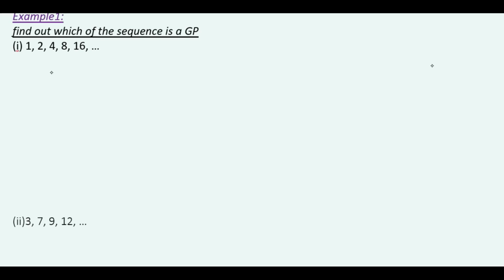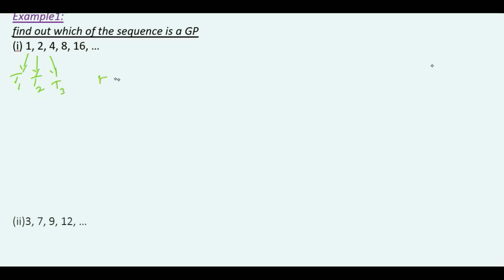Now, let us look at this question, example 1. Find out which of the sequences is a GP. If you want to find out whether a sequence is a GP, we say that the first one is the first term, which is T1. The second one is the second term, which is T2. The third one is the third term, which is T3. The only way you can find out if this is a GP or not is to be able to determine their common ratio.